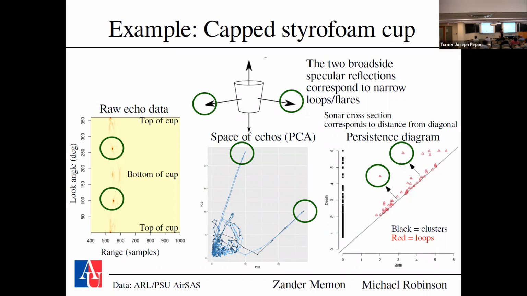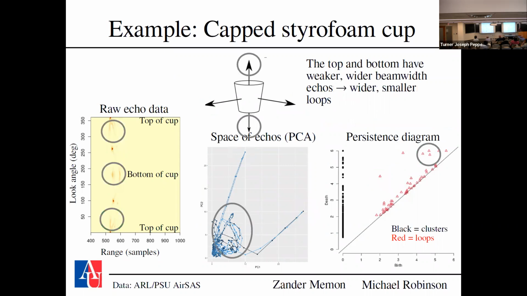So you can see again the very prominent specular reflections. They're visible in all three plots, and in fact, the distance to the diagonal in the persistence diagram correlates very nicely with the sonar cross section of these sides. Awesome. If you look at the top and bottom reflections, they're also present. Again, they're wider beam width, but still there. So the point of the matter is that this theorem that I mentioned, about your space of echoes being a wedge product of circles and intervals, is very much true and very much physically visible.